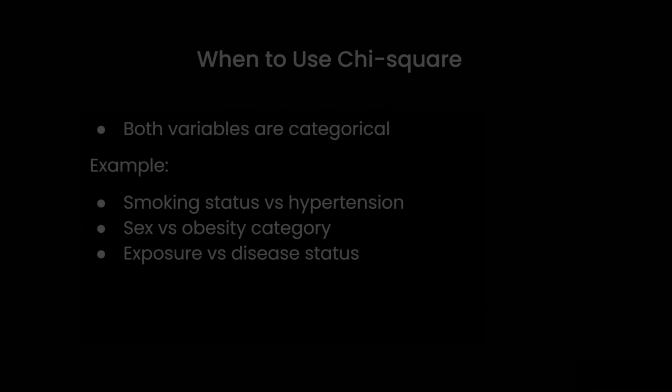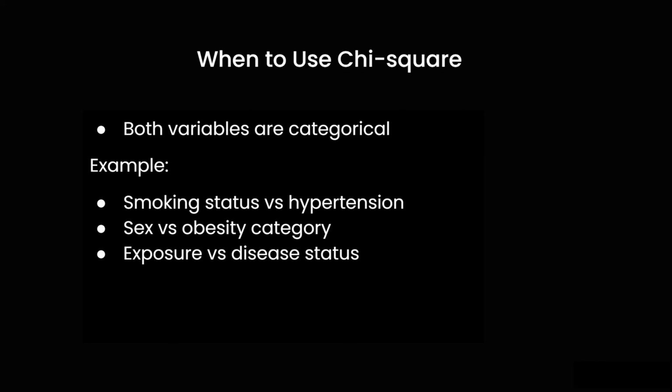The chi-square test is appropriate when both variables are categorical, observations are independent, and we want to test for association, not difference in means.